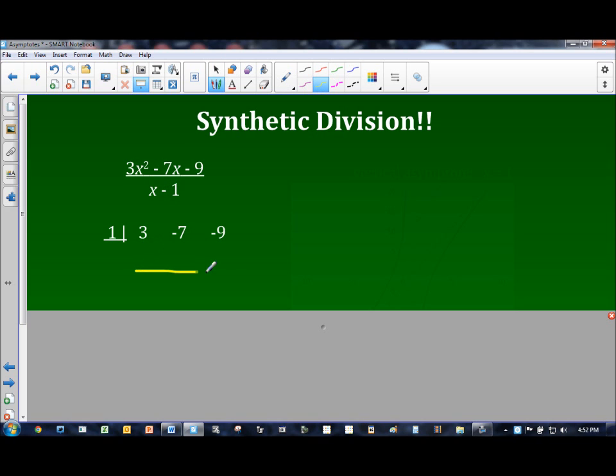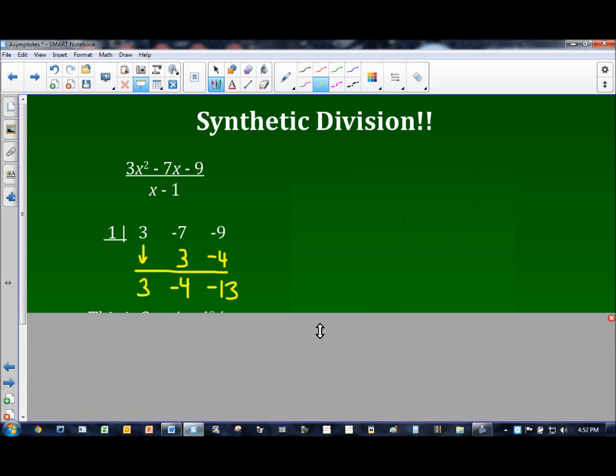All right, so remember how we do this. We leave a space, we draw a line, and we're going to copy the 3. I put a little arrow to say that I'm going to copy that 3. And then 3 times 1 is 3. I'm going to put that under the negative 7. I'm going to add these two numbers together to get negative 4. Multiply that negative 4 by the 1 that's out here, and I get negative 4. And add negative 9 and negative 4 is negative 13. So there's my answer, so to speak.